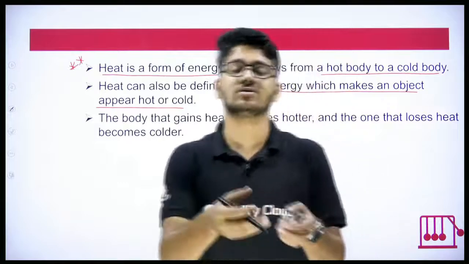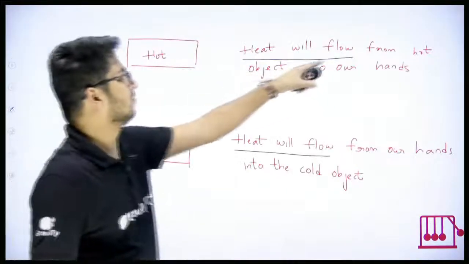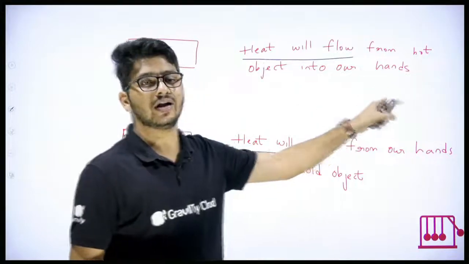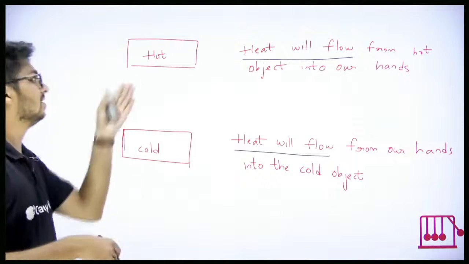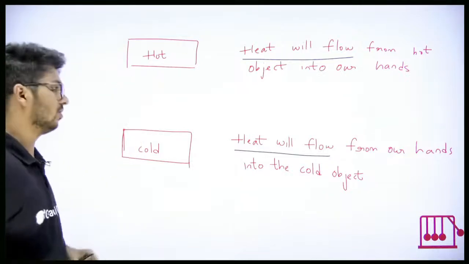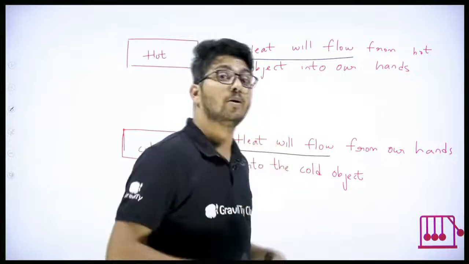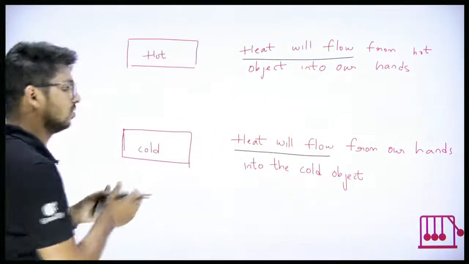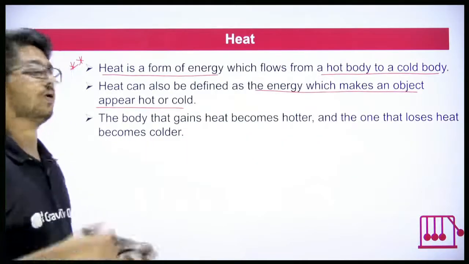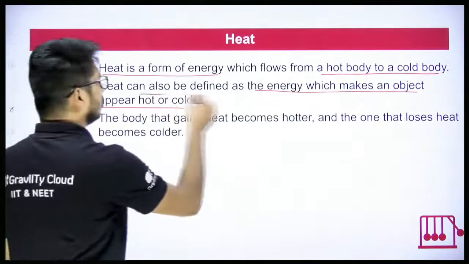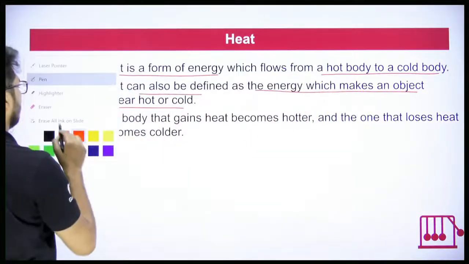If the heat flows into our body, what is that? See, heat flows from the object into our hands, it is hot. If heat enters us, that object is hot. But if heat goes from our body to the object, that means it is cold. So heat is what makes it appear hot or cold. So heat can also be defined as the energy which makes an object appear hot or cold.